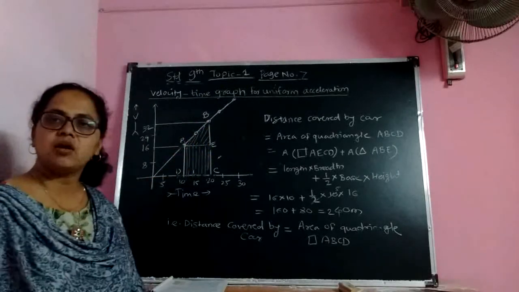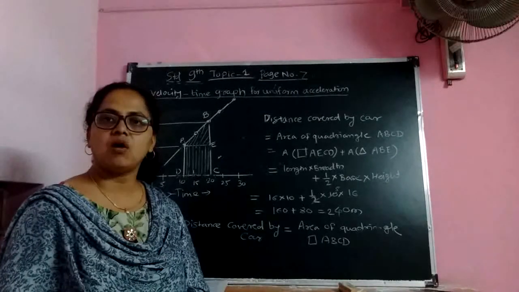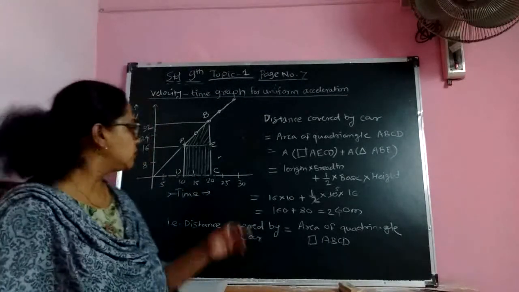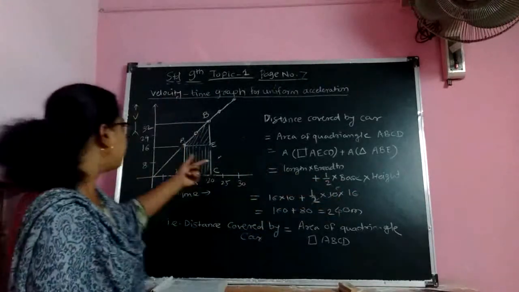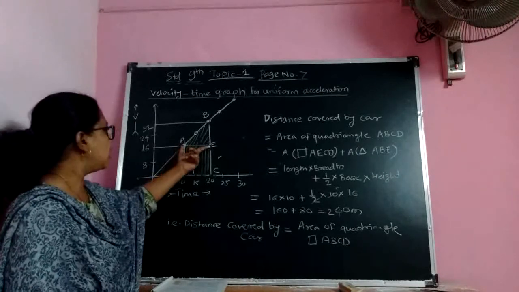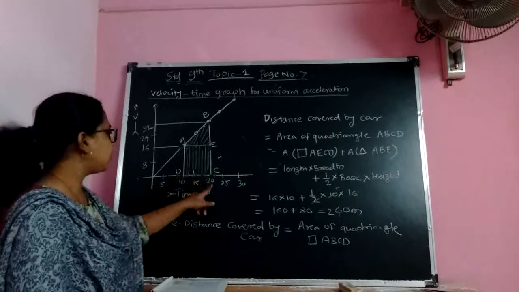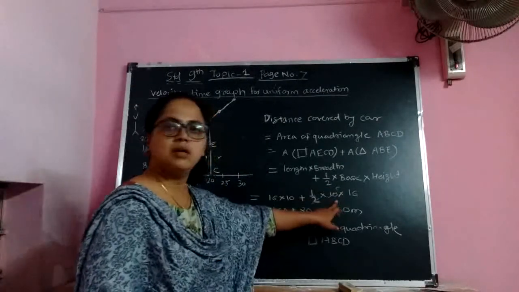How to find out the area of a triangle? Half into base into height. This is the formula for the area of a triangle. So you can take half into base into height. Then what is the base? Base is AE, you can see in the figure. And what is the value of AE? It is nothing but 20 minus 10, that is 10. You can write here base 10. And what is the height?